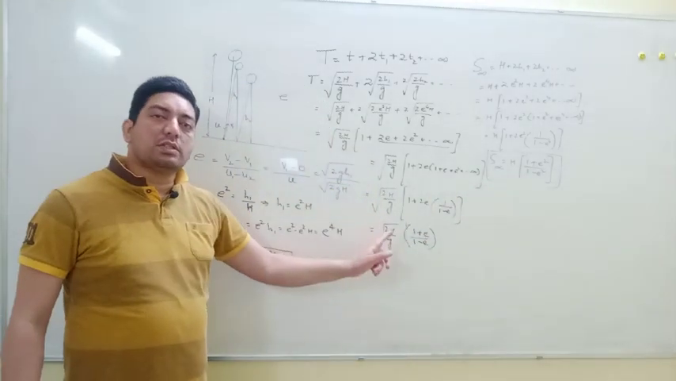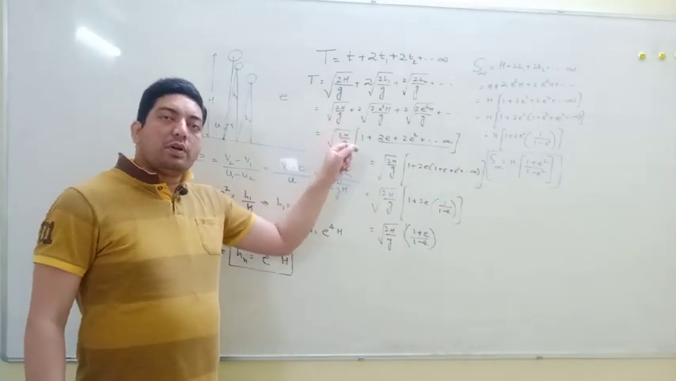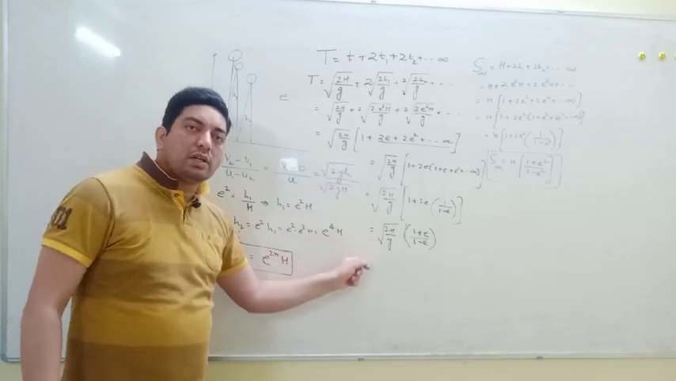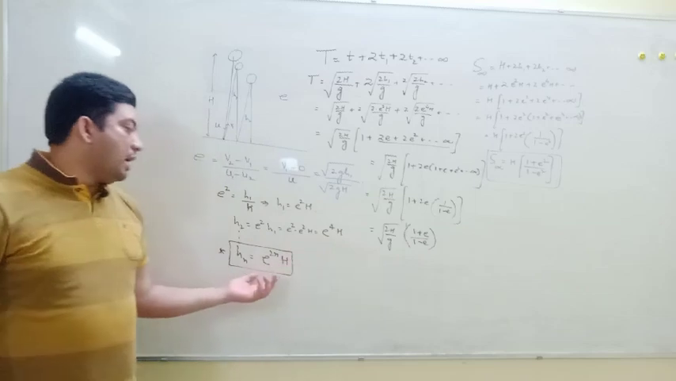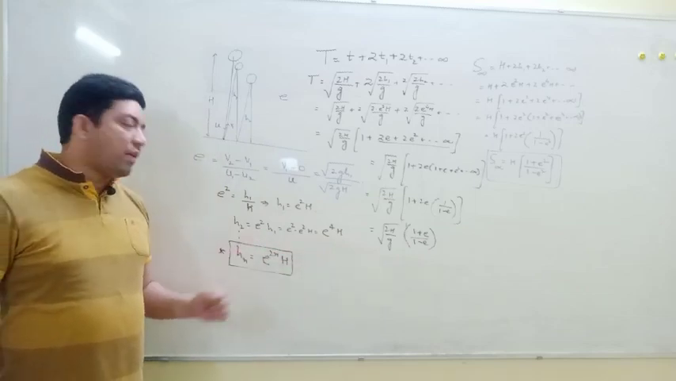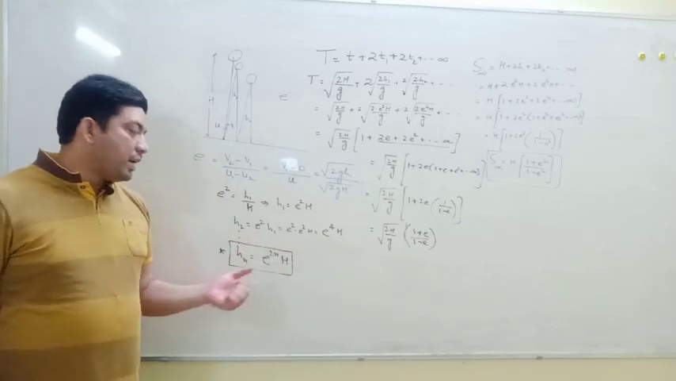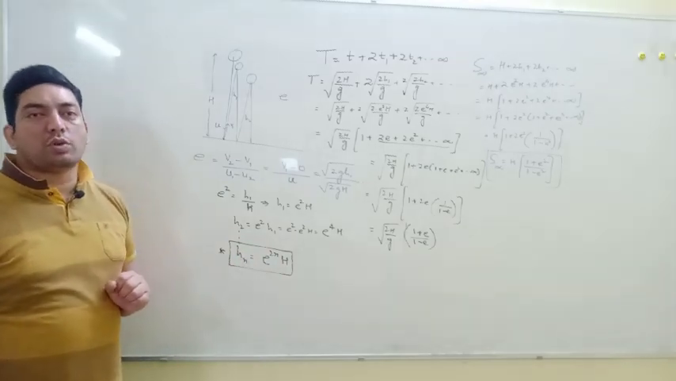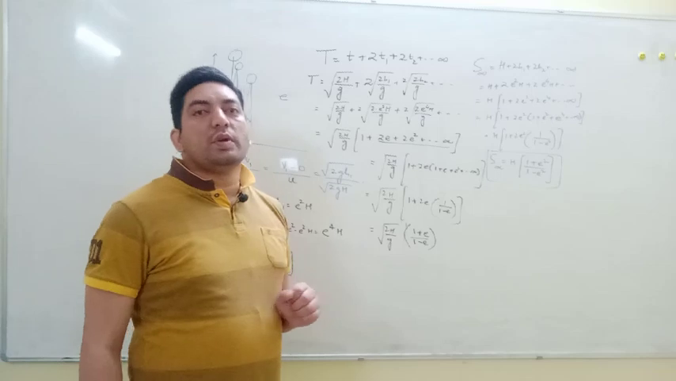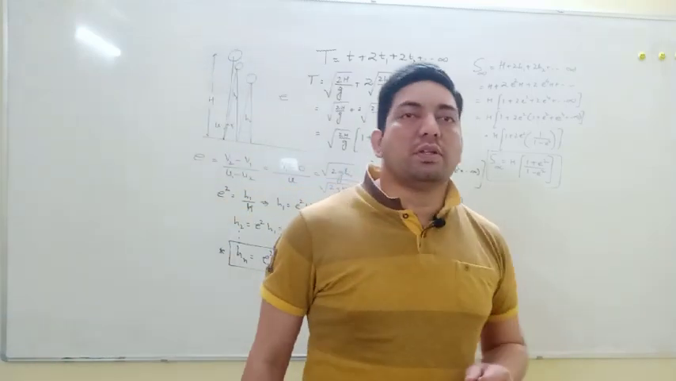The time for the body dropped from height H to reach the ground is multiplied by 1 plus e upon 1 minus e to give the total time of journey, and the height to which the body will rise after nth collision will be given by e to the power 2n times the initial height from which the body was dropped. So in this way, just practice numericals, and soon we'll come with one more video.